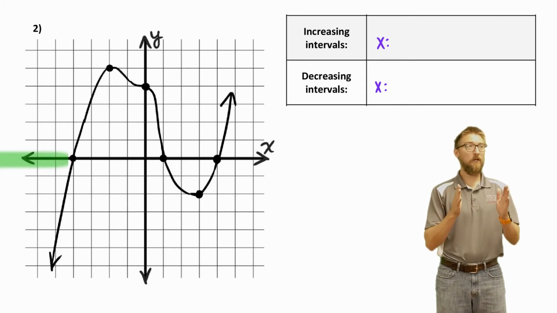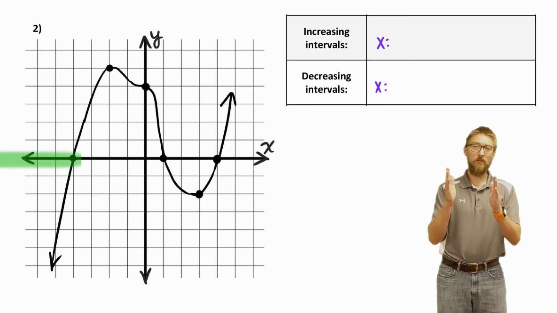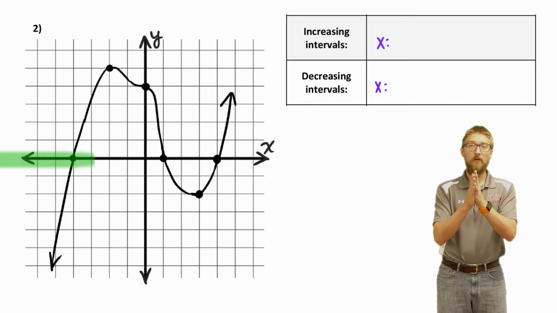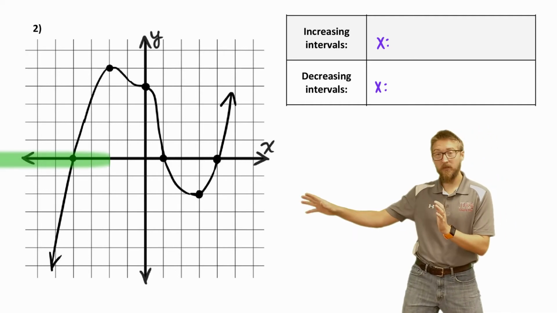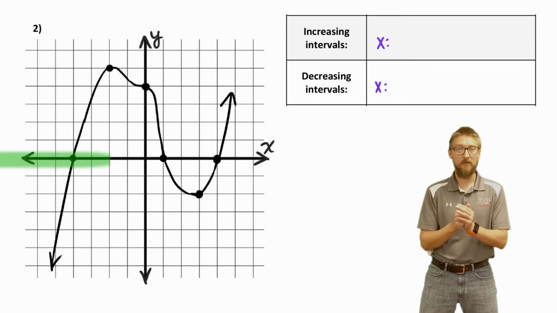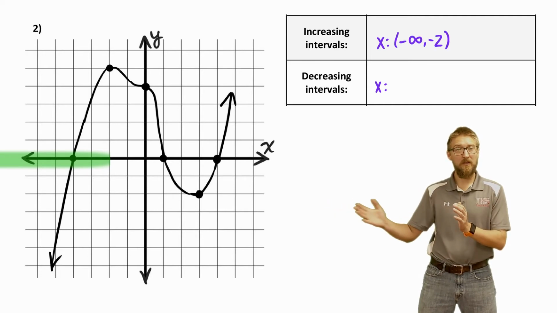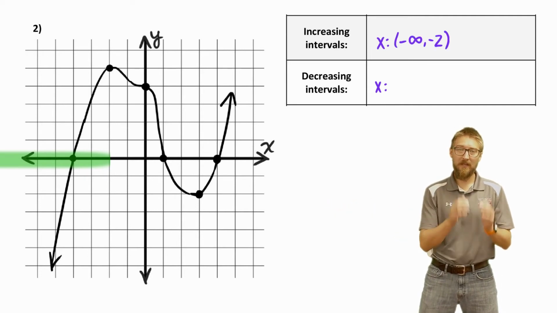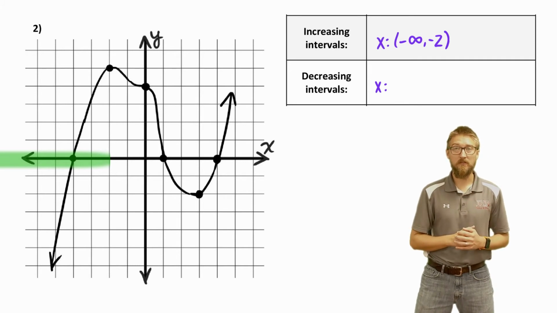As we go up the hill, we continue until we get to the top. That happens at an x value of -2. So no matter where you get on, all the way until -2 in time, you are increasing. You're going up in height. So from -infinity to -2, that is the first interval where you're increasing.